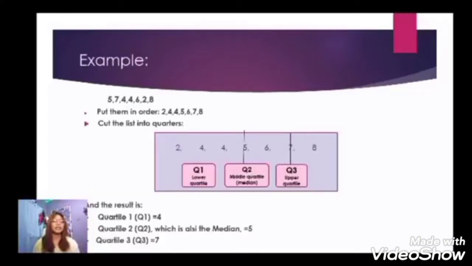Example, the sample data is 5 to 8. Put them in order and cut the list into quarters. And the result is Q1 equals 4. Q2, which is also the median, equals 5. Q3 equals 7.